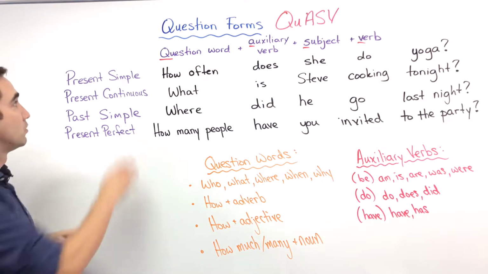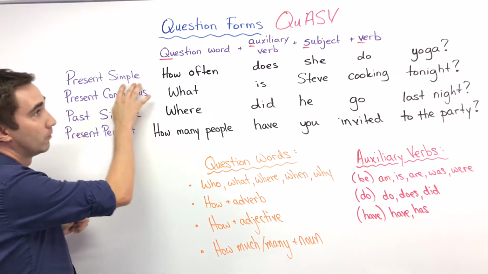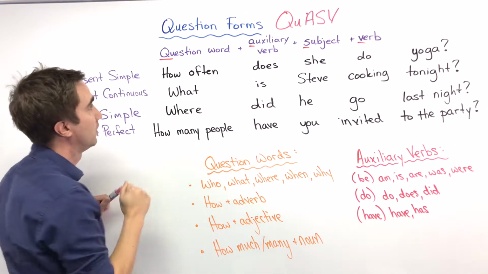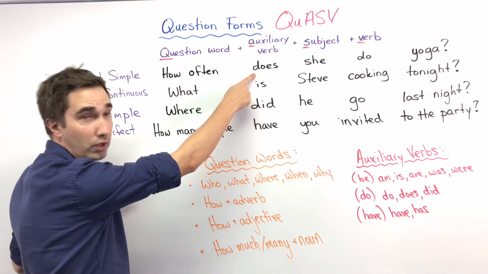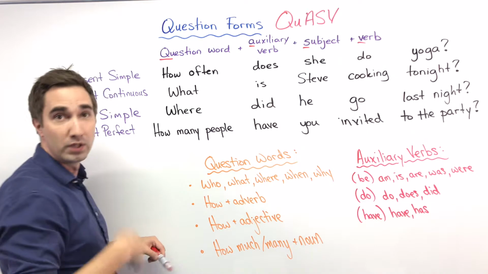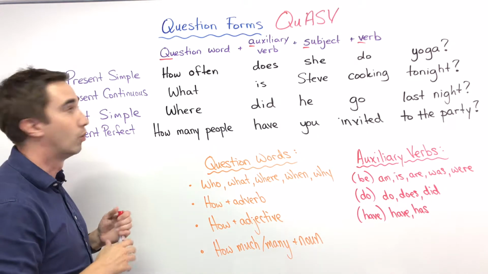Okay? So if we look again at the present simple form, we use do or does. Okay? So how often does? How often do? Okay? What do you do? Okay? We can use any of those with do or does.